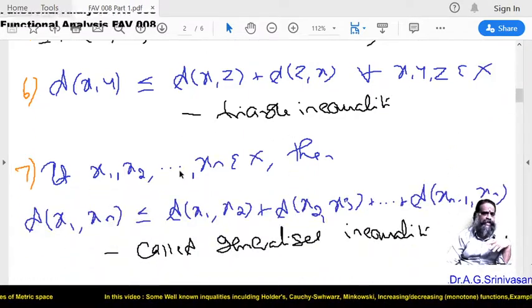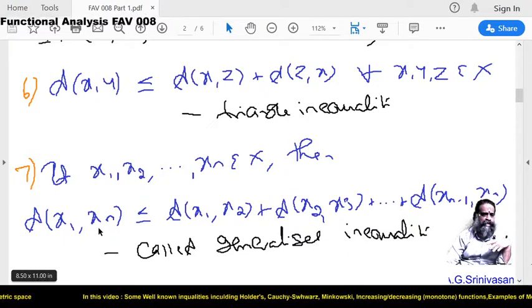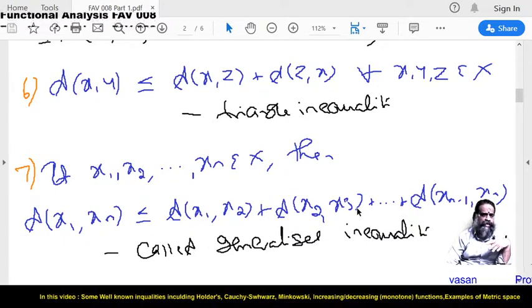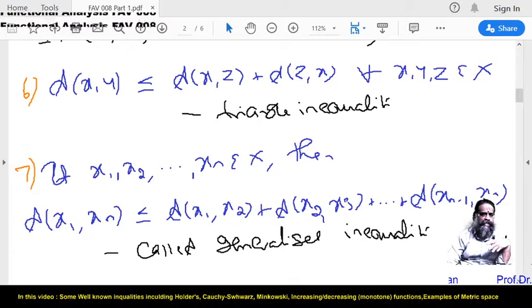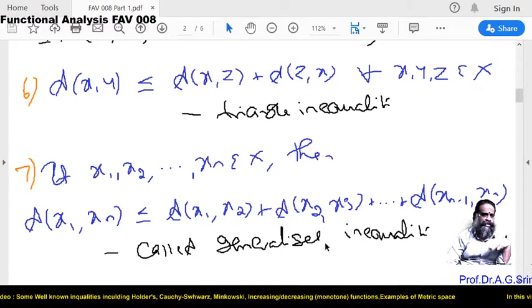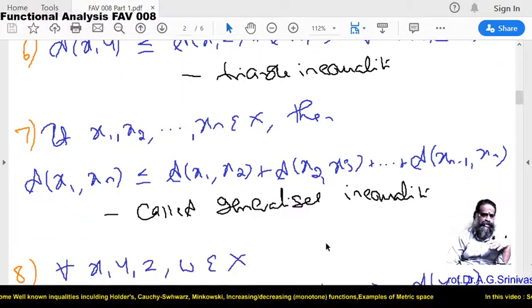And if x1, x2, etc., xn belong to X, d of x1, xn is less than or equal to d of x1, x2 plus d of x2, x3, etc., d of xn minus 1, xn, called the generalized triangle inequality. We proved all this in the previous lectures.